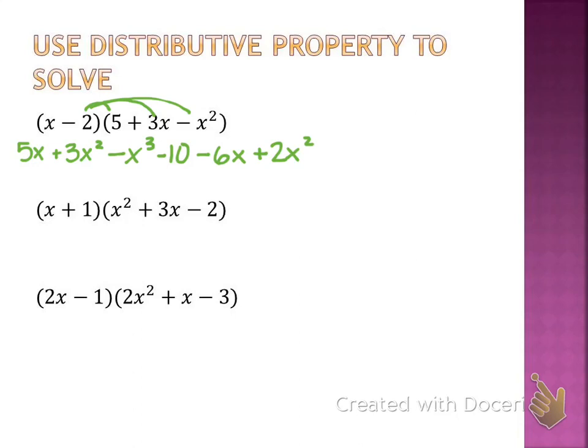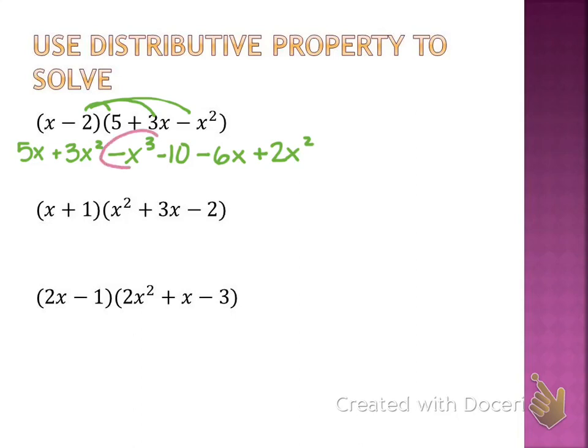So in order to make sure it's in standard form, I'm going to go ahead and look for my largest term. And I know my largest term has everything to do with the exponent, nothing to do with the coefficient. If you remember, the coefficient is the number in front of the variable. The exponent is the smaller number behind the variable. Okay, so I'm looking for my largest exponent.